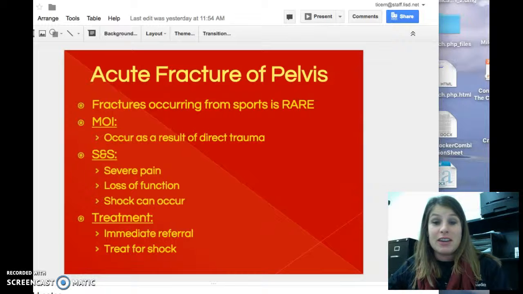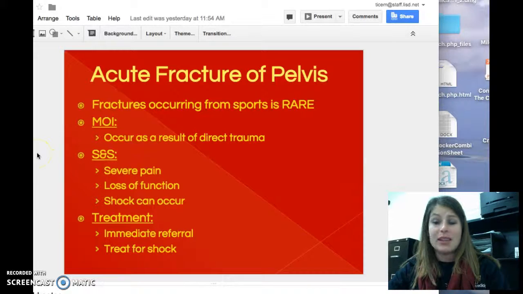Our pelvis is very, very strong, okay? Just like when we talked about with hip dislocations, it takes a lot of force for this to actually happen. So it doesn't happen a lot in sports, but it is not one of those that never, ever, ever happens in sports. So we're going to just cover it really quickly. Our mechanism of injury is going to be direct trauma, okay?